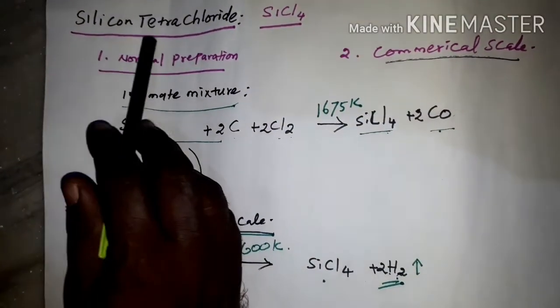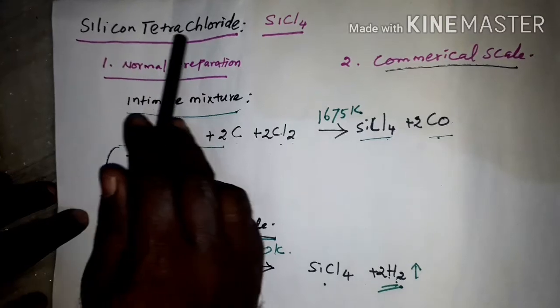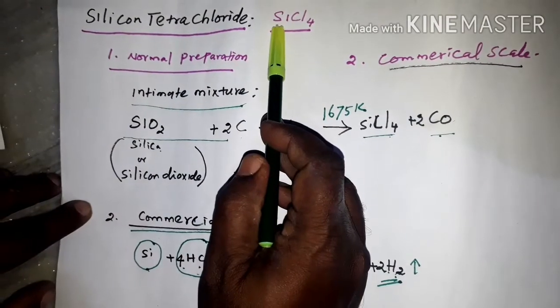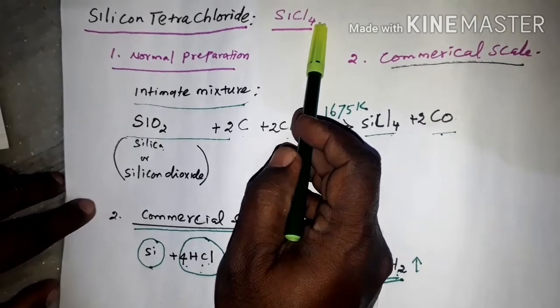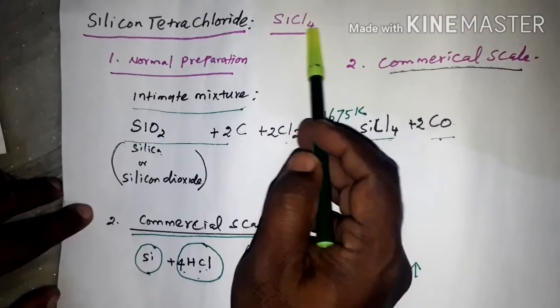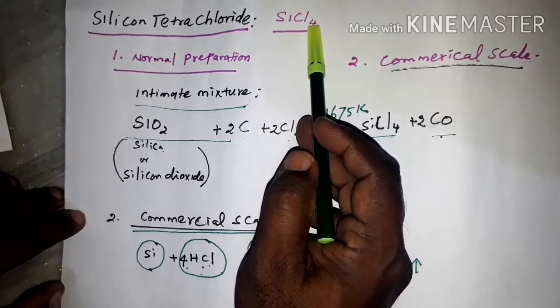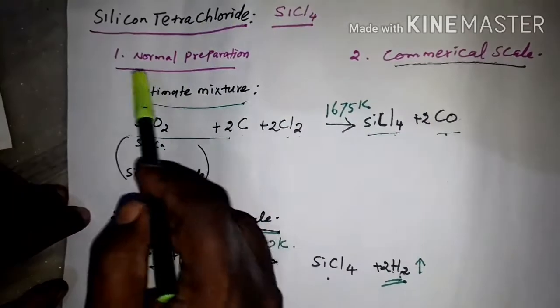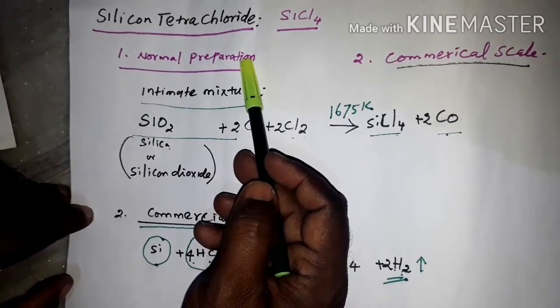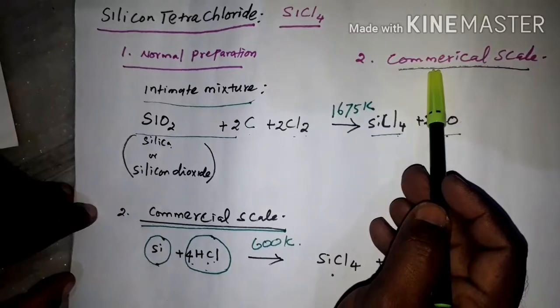So now, the preparation of silicon tetrachloride. The formula of silicon tetrachloride is SiCl4. The symbol of silicon is Si, and 4 times chlorine, so it is called silicon tetrachloride. There are two types of preparation: one is the normal preparation, and another one is commercial scale.